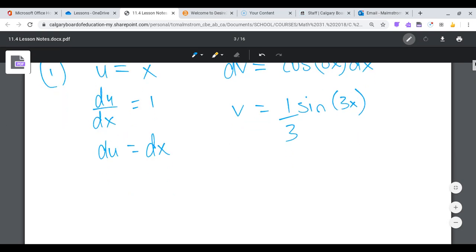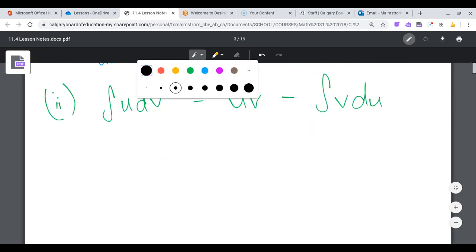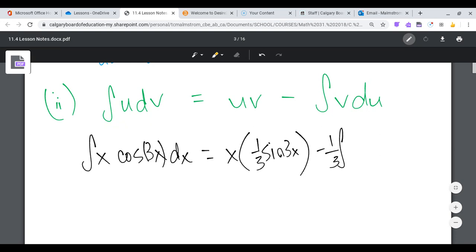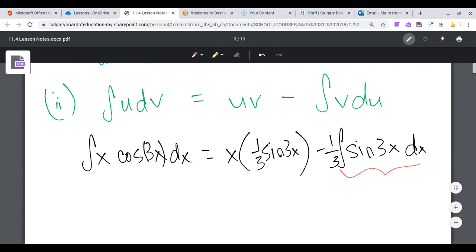Okay, now we have all our pieces. Let's go ahead and put it into our rule. So we have the integral of u dv is equal to uv minus the integral of v du. Plug in all your pieces. So we have the integral of x cos 3x dx is equal to x times 1/3 sine 3x minus, now we're going to have to integrate this part. We have a 1/3, I'm just going to put that in the front because it's a constant, sine 3x dx. What I need to know to do my next step is, what is the integral of sine 3x? The antiderivative of sine is negative cos of the argument divided by the coefficient on that argument.